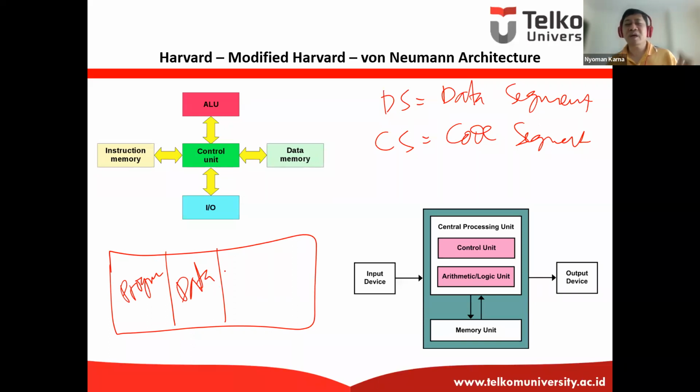Now, we also have what we call Harvard architecture. In Harvard architecture, we distinguish the memory hardware itself. This is the memory to store the program, and this is the memory to store the data. This is what we call Harvard architecture: different memory to store data and to store program.